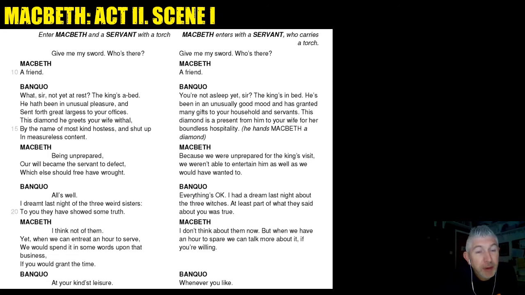Macbeth: Being unprepared, our will became the servant to defect, which else should free have wrought. Banquo: All's well. I dreamt last night of the three weird sisters. To you they have showed some truth. Macbeth: I think not of them. Yet, when we can entreat an hour to serve, we should spend it in some words upon that business, if you would grant the time. Banquo: At your kindest leisure.